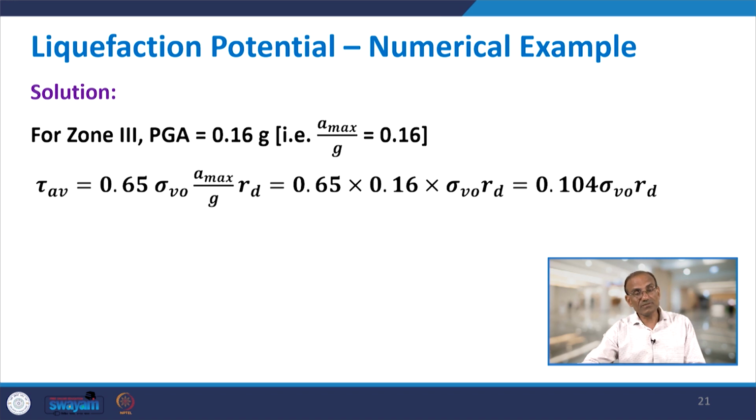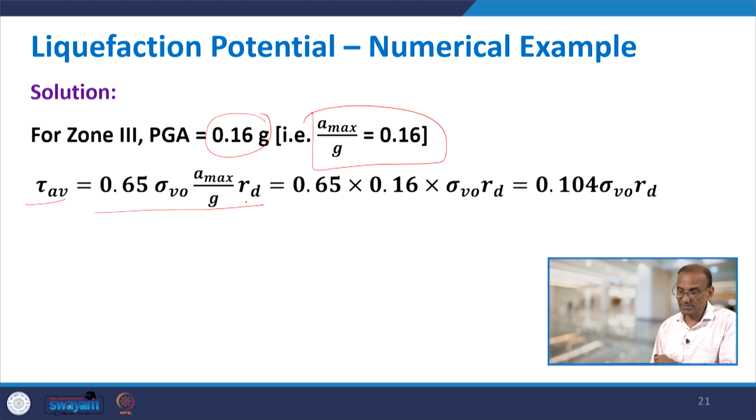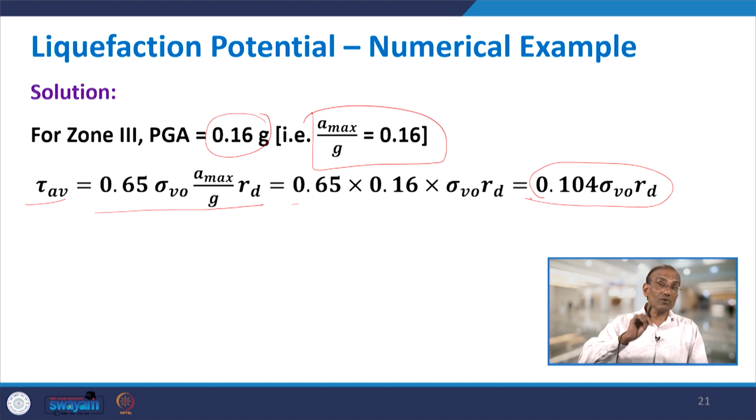First of all, for zone third, PGA can be taken from the code IS 1893 as 0.16 g. As a result, your a max by g will be 0.16. So, the average cyclic shear stress, which is given by the relation 0.65 sigma V naught into a max by g into rd, can be simplified, and you ultimately end up with 0.10 sigma V naught into rd. What is sigma V naught? Sigma V naught is total overburden pressure. What is rd? Reduction factor.